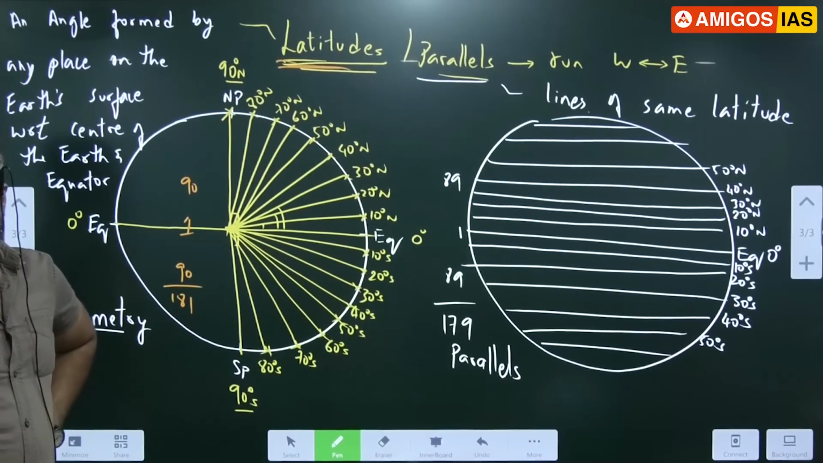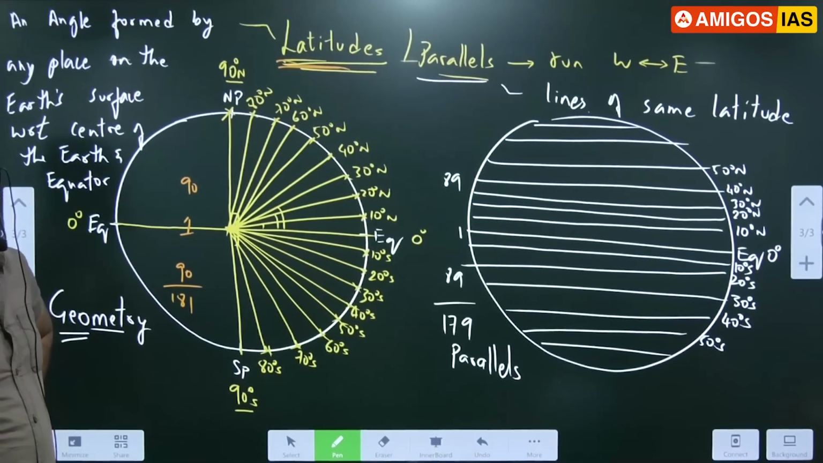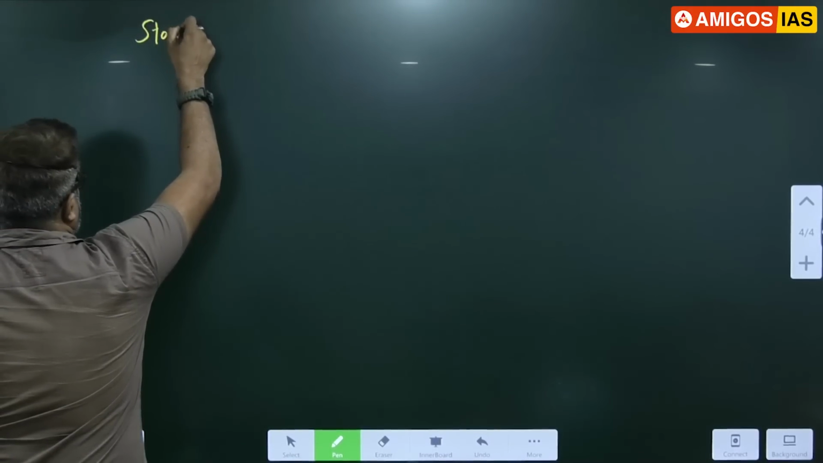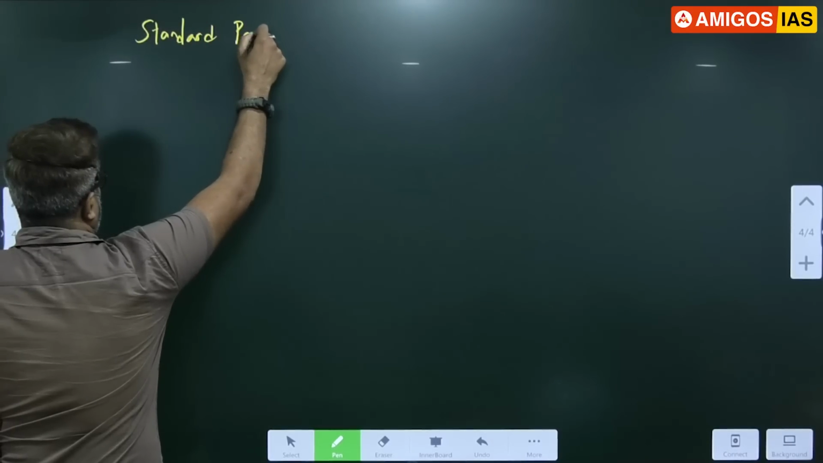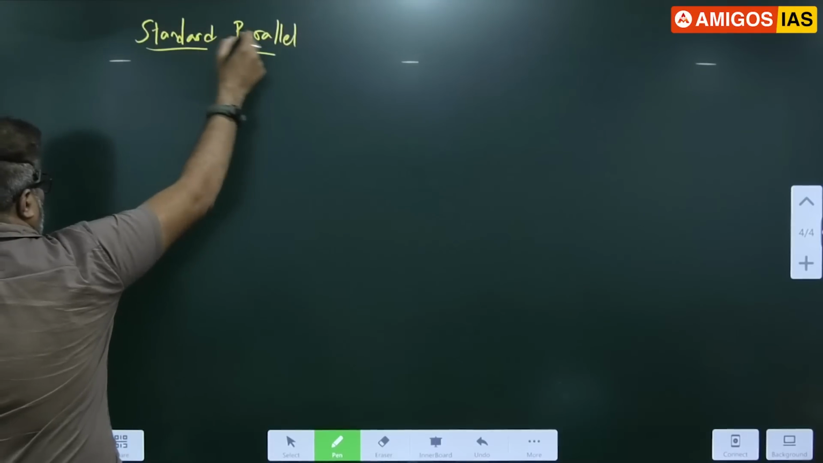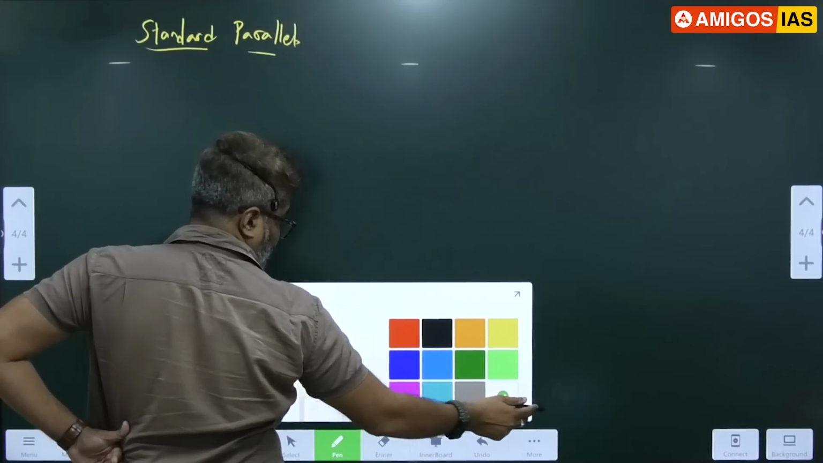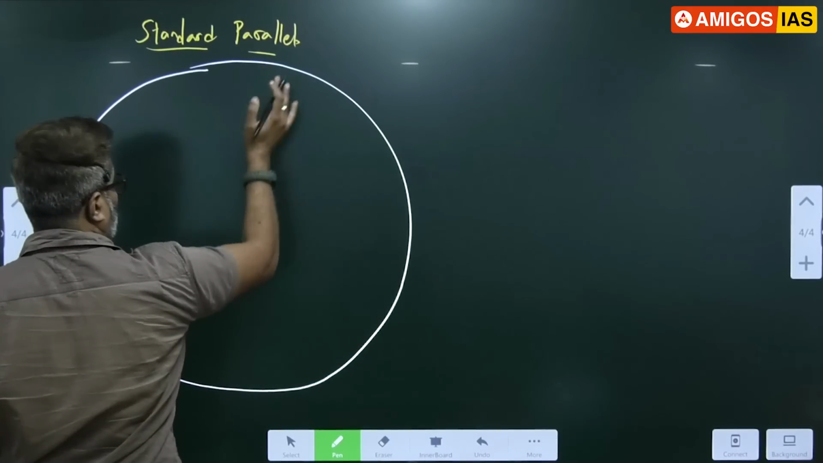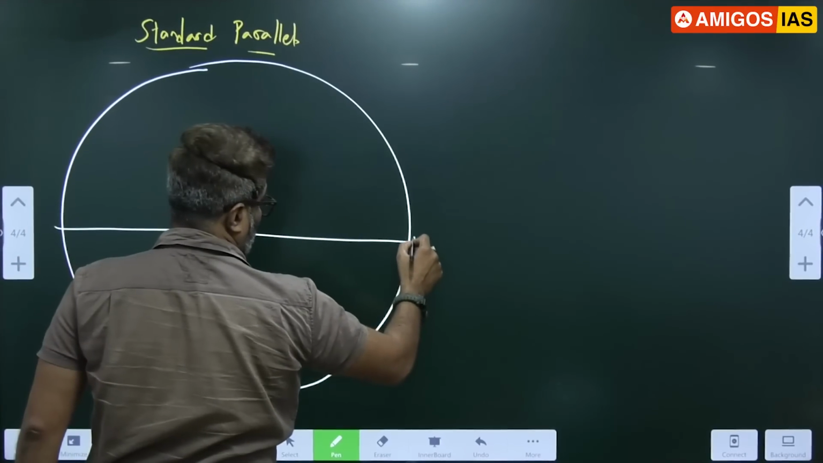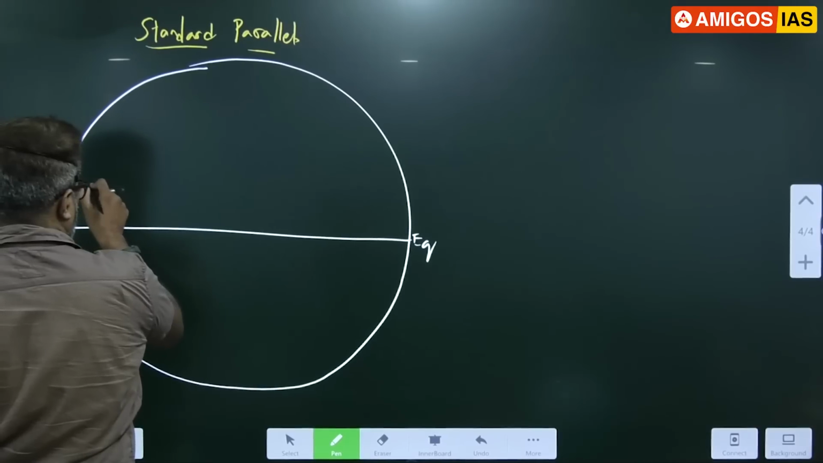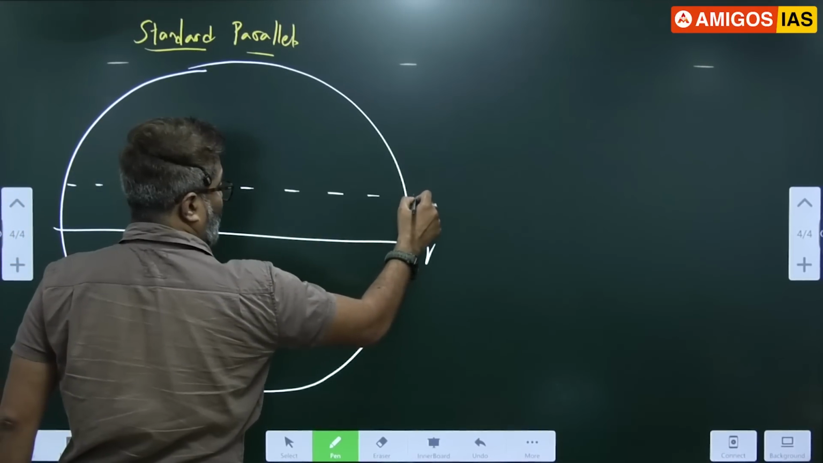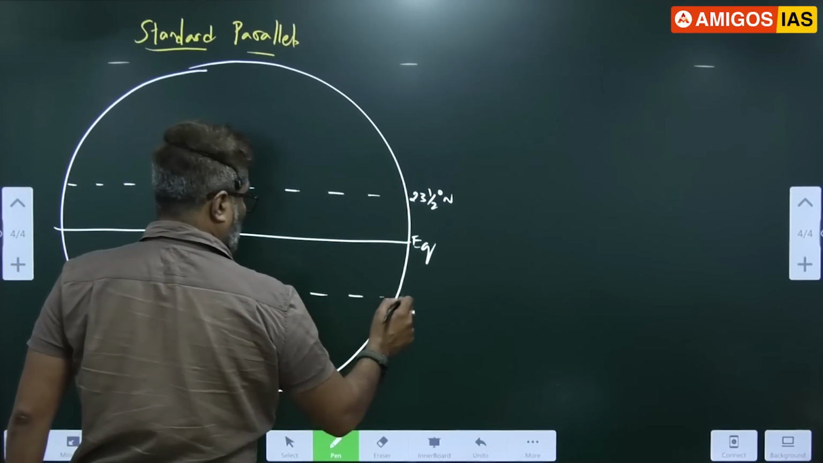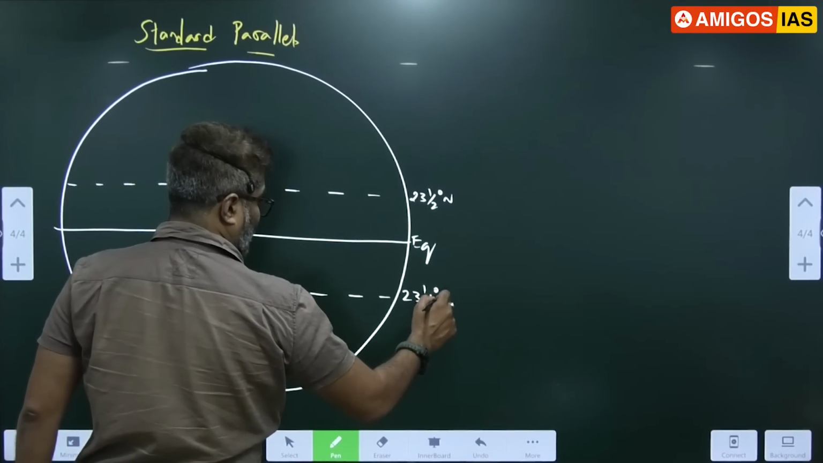Let's mark some important parallels now. Standard parallels, the next heading. Draw a big circle, okay? Notice the board first. Draw one big circle like this on the side and mark the equator. See here, I am marking 23.5 degrees south. Now what am I doing? If you notice carefully, I am taking the tilt of the earth.